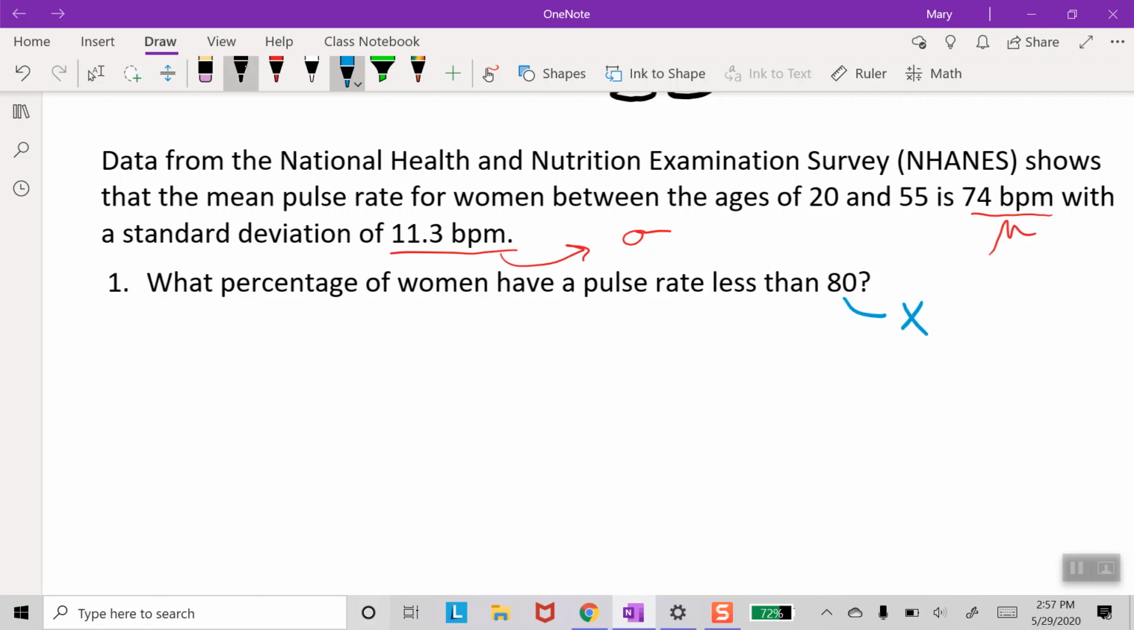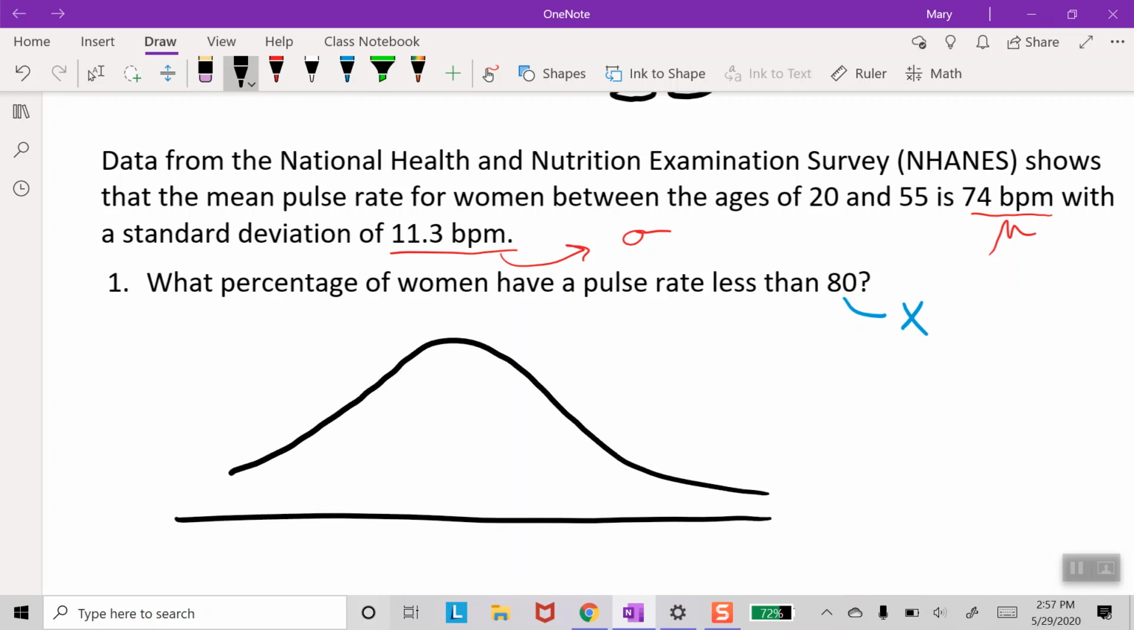So let's give this a quick sketch before we jump in. There's my bell curve. Do your best to draw them. At the bottom, I'm going to put the mean. It goes in the middle at the bottom. Now, we showed in the lesson that the pulse rates of women in this age bracket do indeed follow a normal model. So you can look back in the lesson to see why I quickly sketched this for the problem.